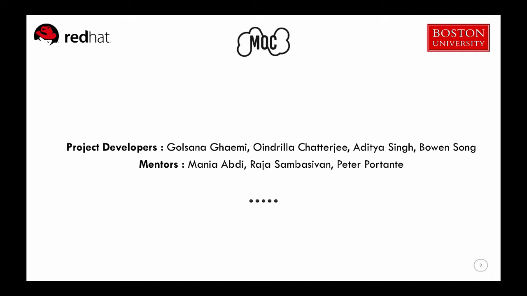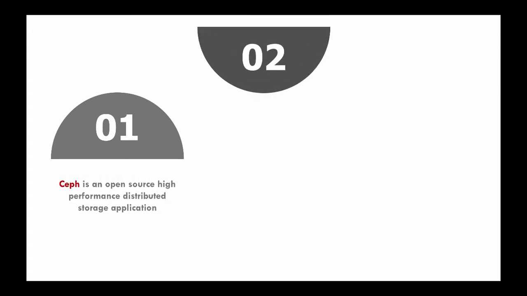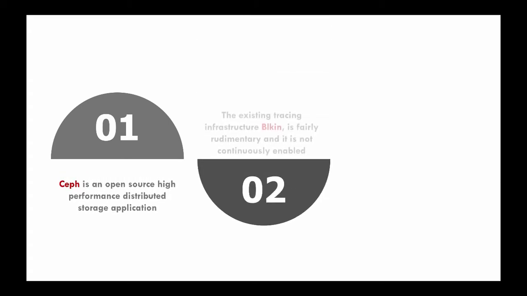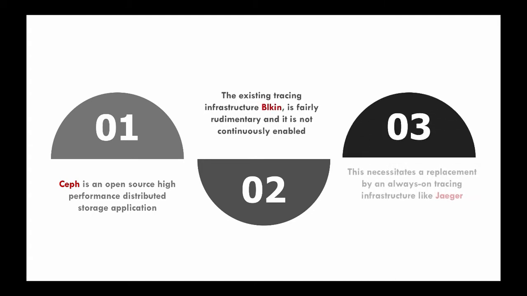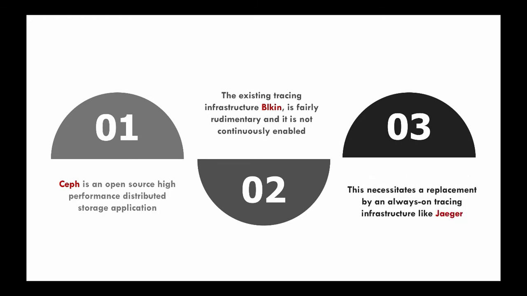So, let's look at our problem statement. Firstly, Ceph is an open source, high performance distributed storage application. The existing tracing infrastructure in Ceph, which is Blkin, is fairly rudimentary and it's not continuously enabled. Thus, this necessitates a replacement by an always-on tracing infrastructure like Uber's Jaeger.